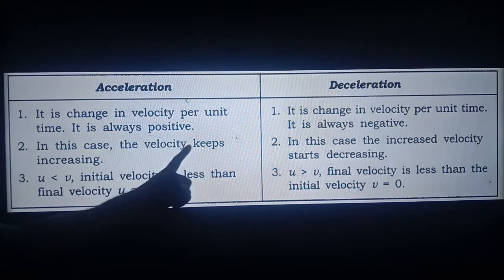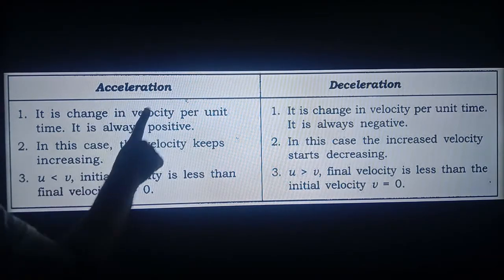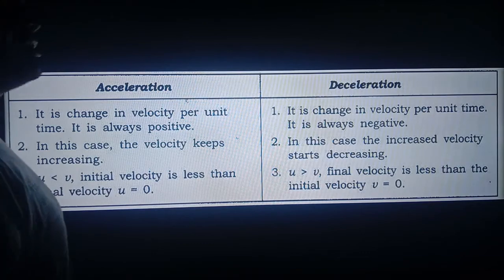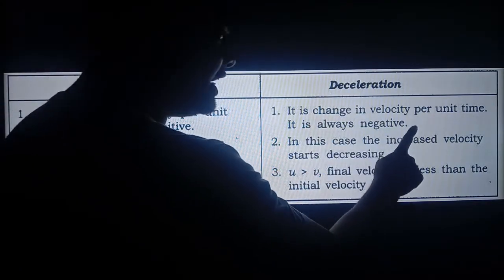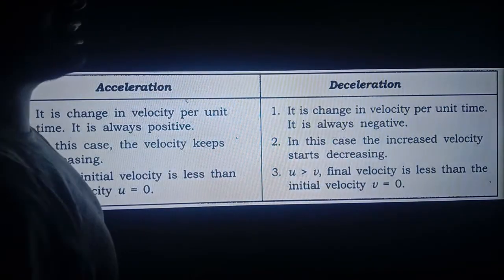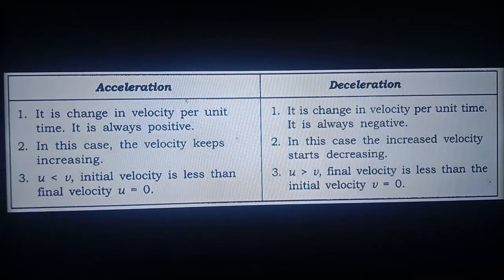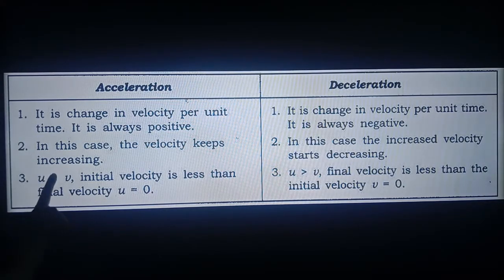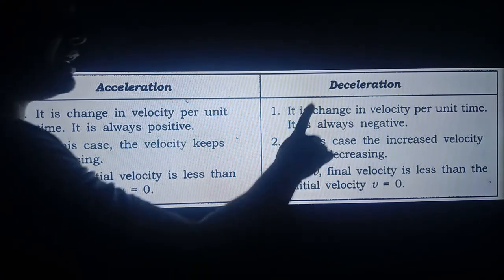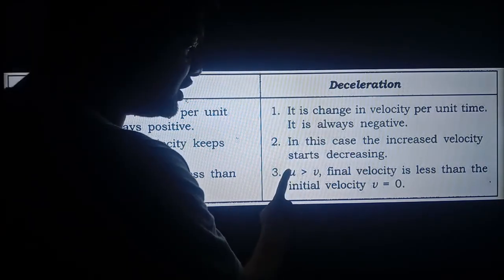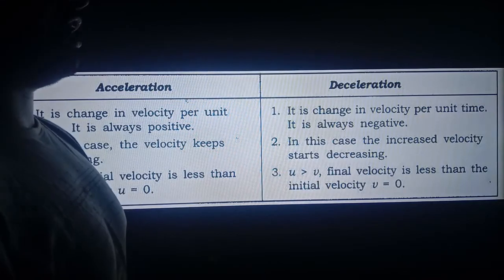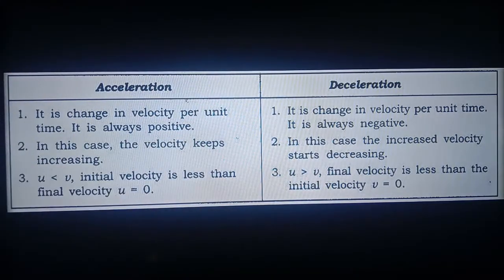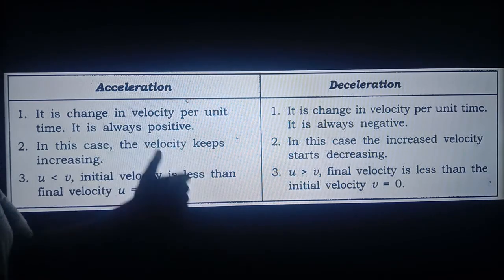In this case, the velocity keeps increasing, means in acceleration velocity increases, but in retardation velocity decreases. Third difference, u is less than v, means initial velocity is less than final velocity, but in retardation initial velocity is always greater than final velocity. These all differences you have to learn. Among these differences, I am giving you the question and you have to write the answer.